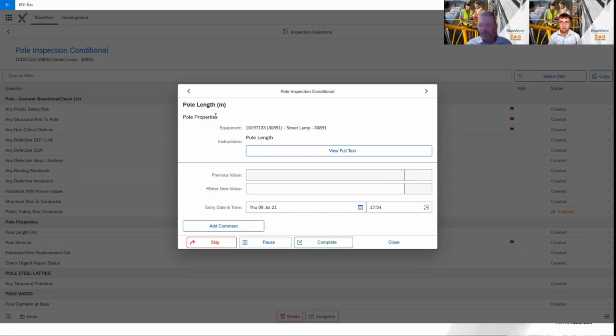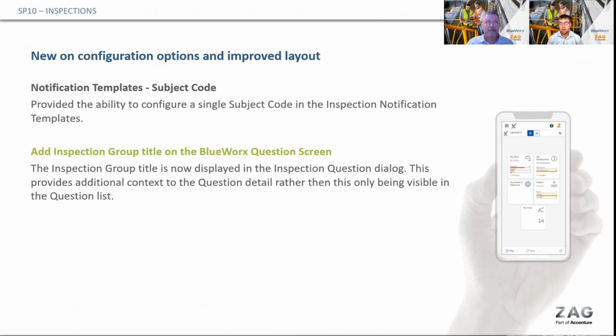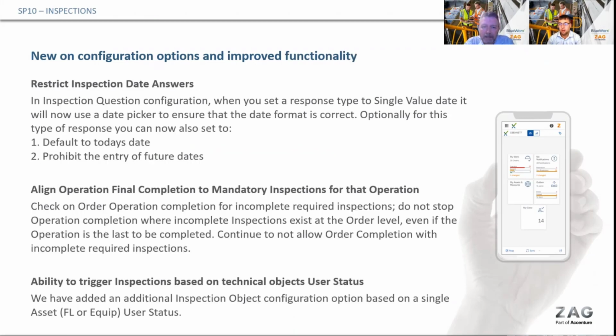So, for example, if you had a vehicle inspection where you're doing the exterior and the interior and the engine bay, etc., and you're grouping them in those ways, or more complex areas of operations, you're still getting the context of where you're asking the question. Very simple one, very simple for us to deliver, but hopefully adds the value that the customers have asked for on that one. So the next item to talk through is restricting the inspection date answers.